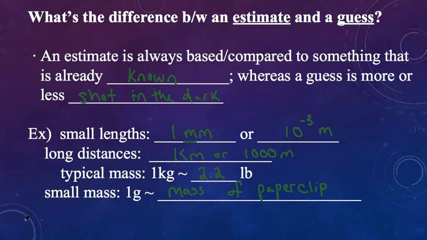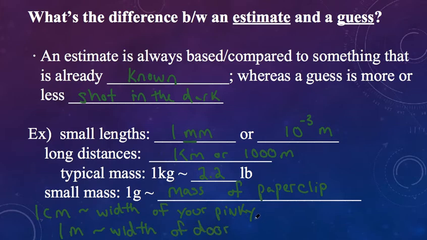Other things that you might want to jot down there is a centimeter. A centimeter is approximately the width of your pinky. So if you're looking at your pinky right now, it's about a centimeter. And if you're in a room with a door, the meter is approximately the width of a door. Now, if you're comfortable with feet, a meter is approximately 3 feet. A meter and a yard are very, very close to one another.